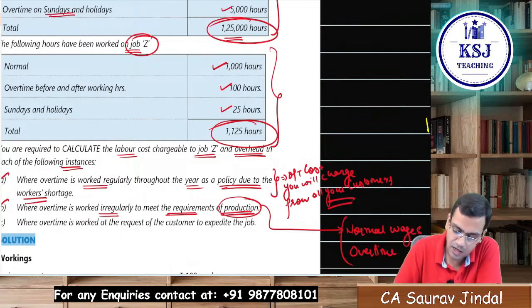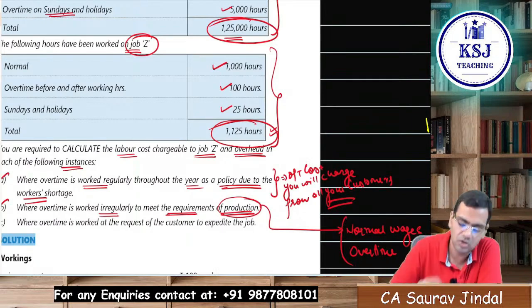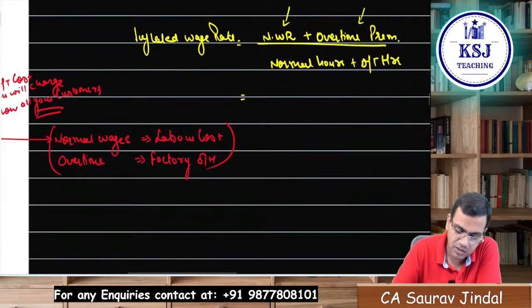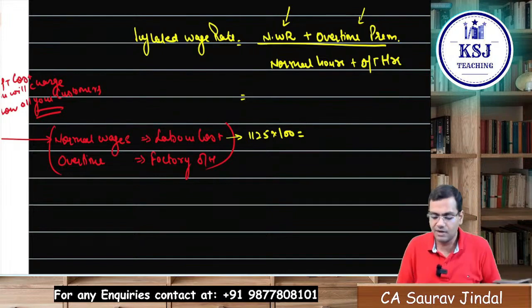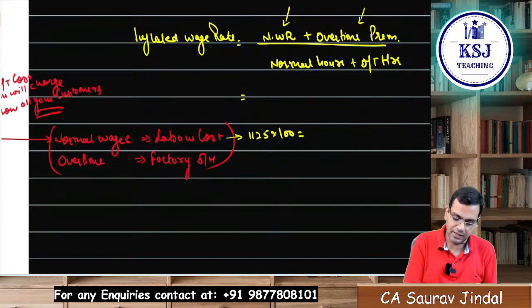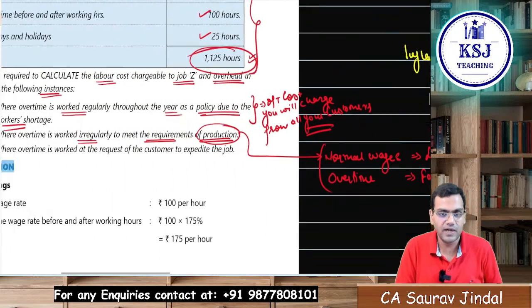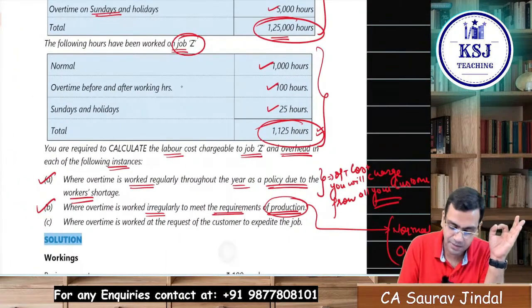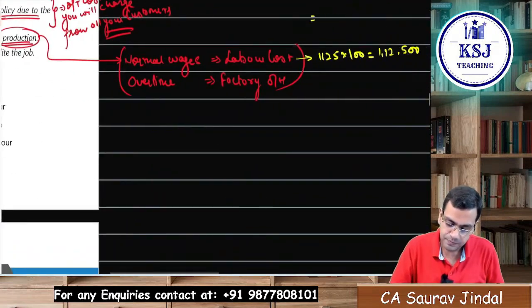100 rupees. Now for all these hours, for 1125 hours, you will pay him the normal wages. So what will be the labor cost here? The labor cost will be 1125 multiplied by 100 rupees. So this is the normal wages being paid for all the hours, right? That is 1,12,500. Now, how will you calculate overtime? Sir, overtime is applicable only on these 100 hours and 25 hours. Clear? How will you charge overtime?